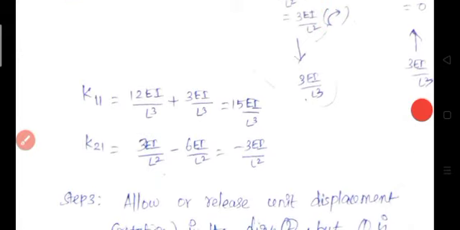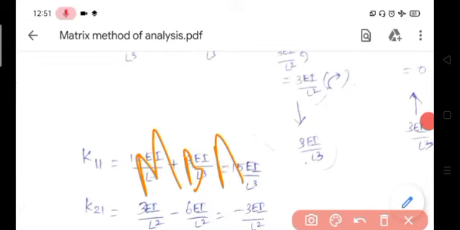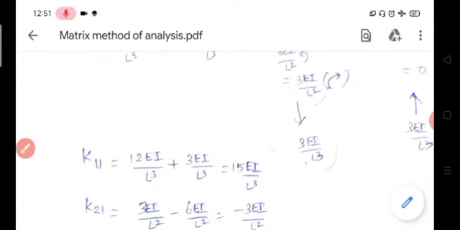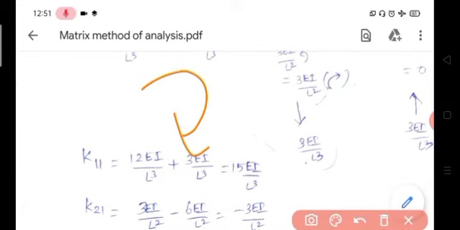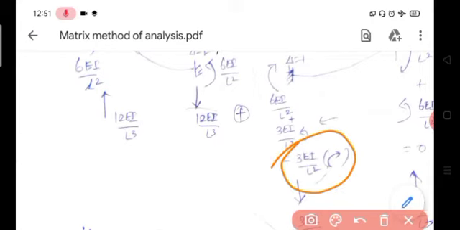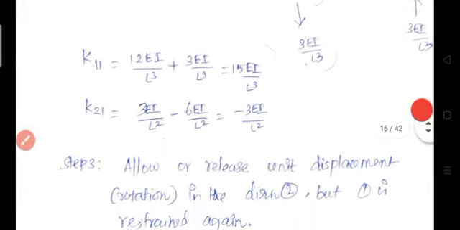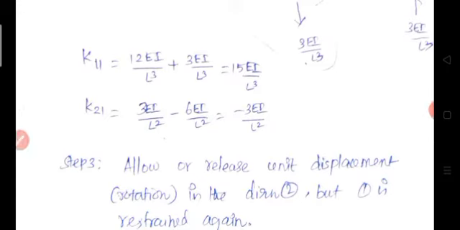Then K21 is the force developed in direction 2 due to unit displacement in direction 1. That is the net value of MBA plus MBC. Our coordinate direction is clockwise movement at B, so clockwise is taken as positive and anti-clockwise negative. For the BC portion, the moment is clockwise: MBC is equal to 3 EI by L square, but MBA is anti-clockwise, minus 6 EI by L square. Therefore, the net moment is minus 3 EI by L square. The first column of the stiffness matrix is 15 EI by L cube, then minus 3 EI by L square.